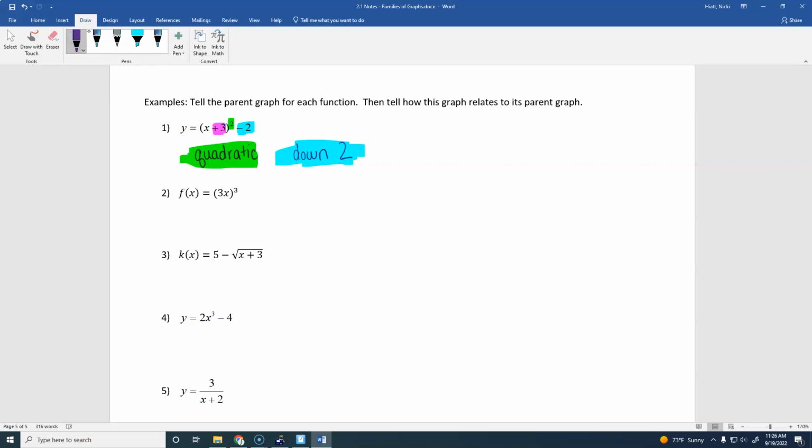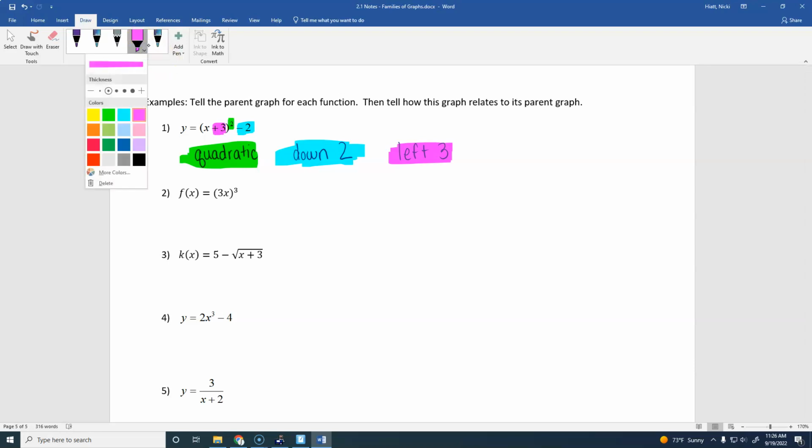All right, Valeria, what about the plus 3? What's that going to do? It goes left 3. So that plus 3 tells us that we go left 3. So those numbers added or subtracted on the inside tell us to go left or right. They go the opposite direction. We had a plus 3 here, so instead of going the positive direction, we had to go negative, which for left or right is your left direction.